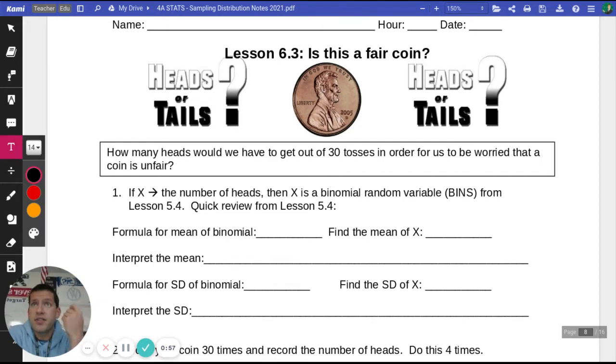N is, do we have a set number of trials? Yeah, we have 30 tosses that we're going to be looking at. And then S, are they the same probability every time? And what is it? Yep, it's 50% heads, 50% tails.